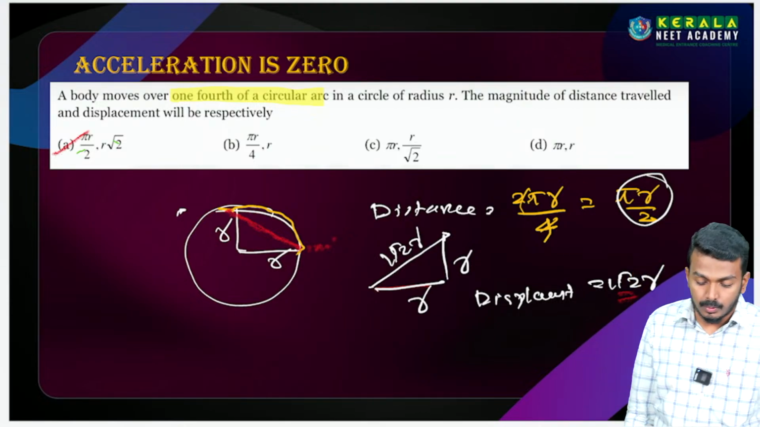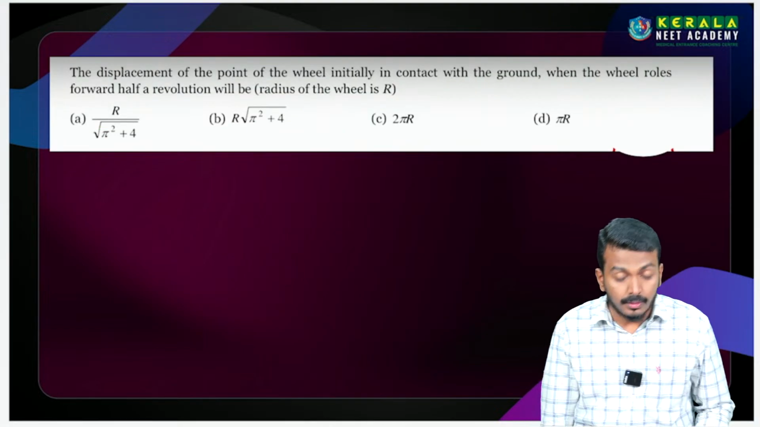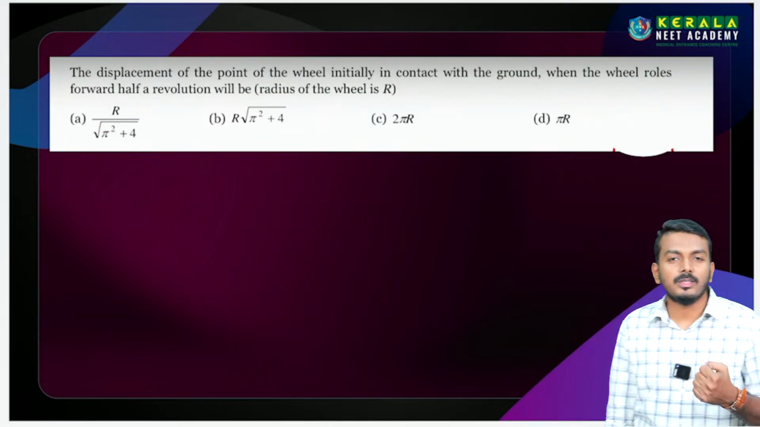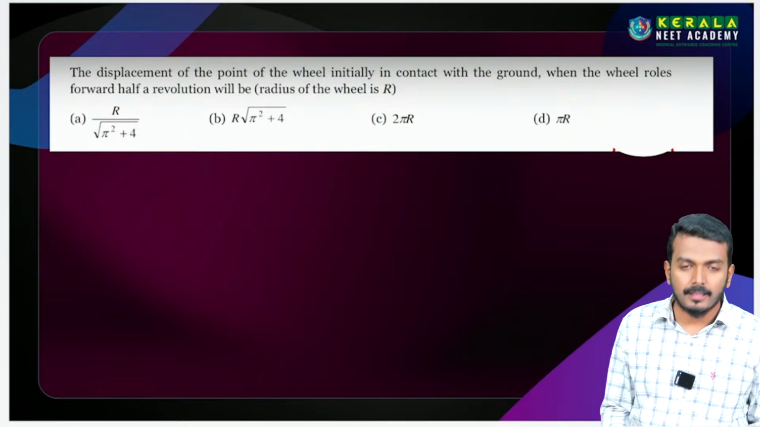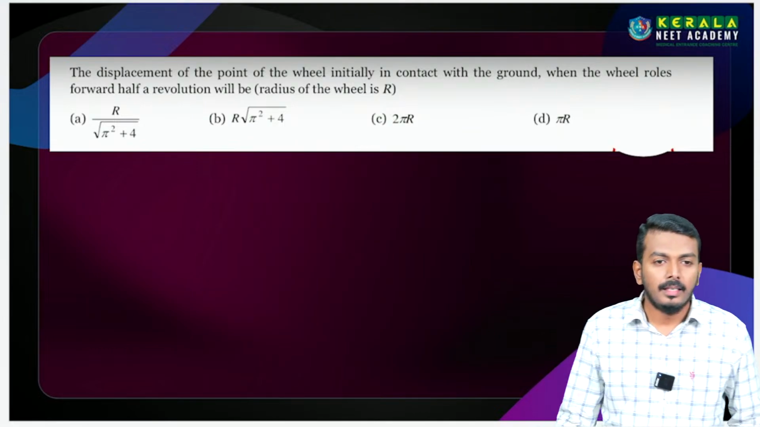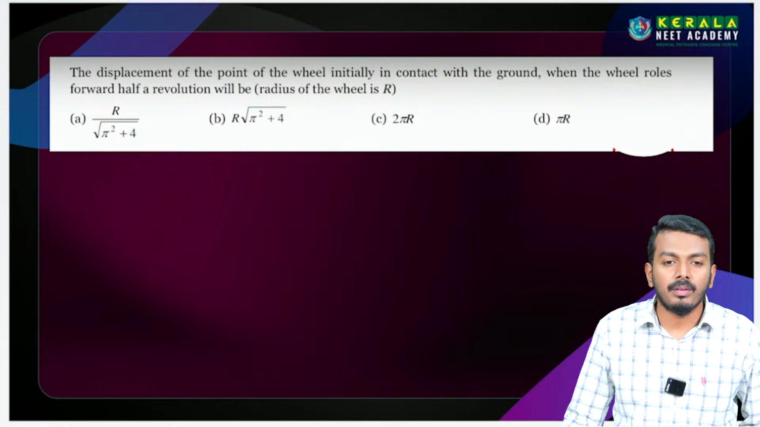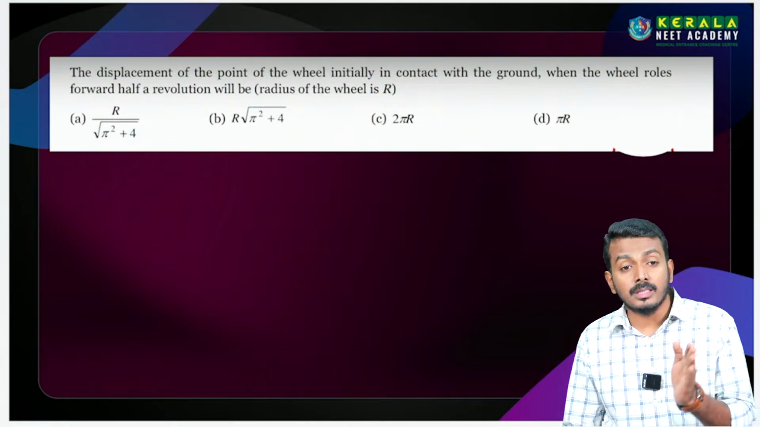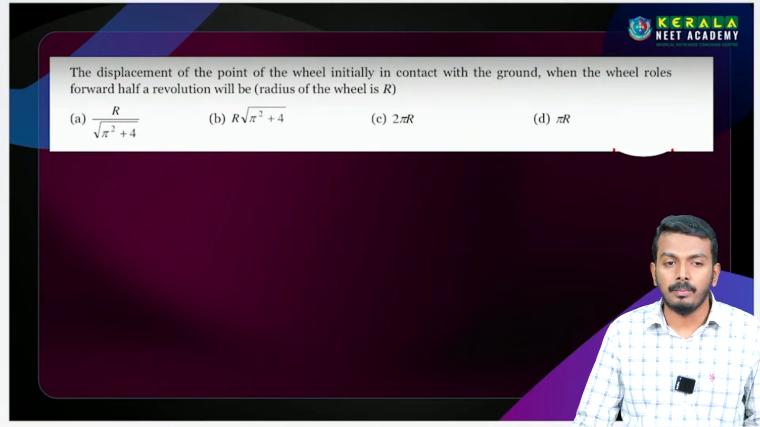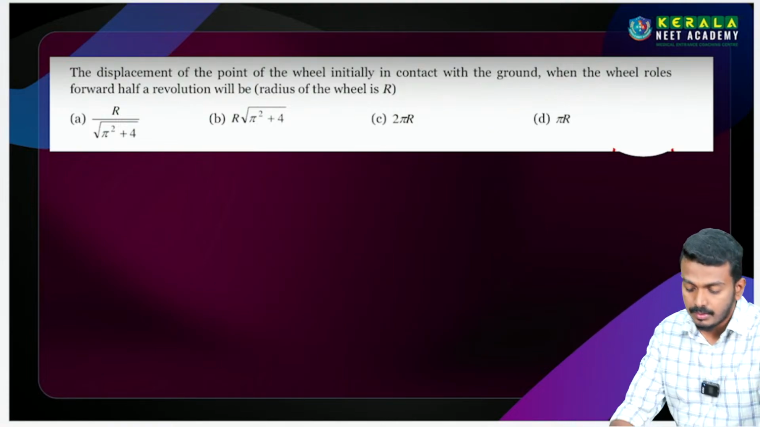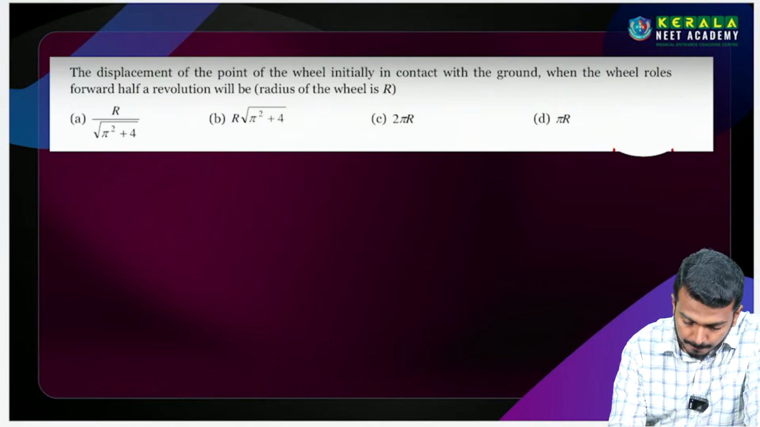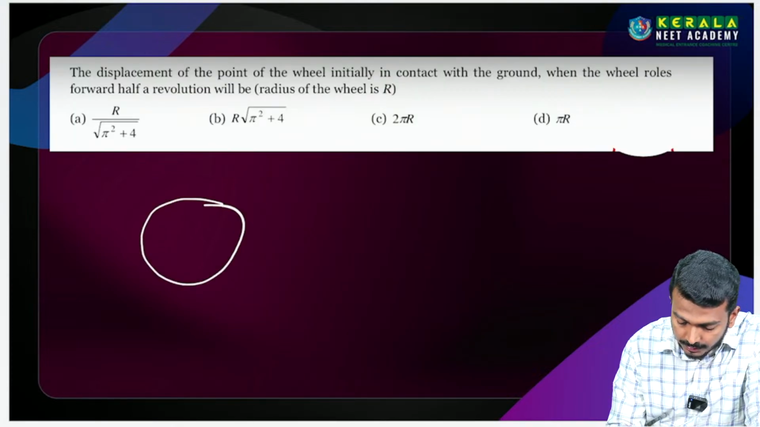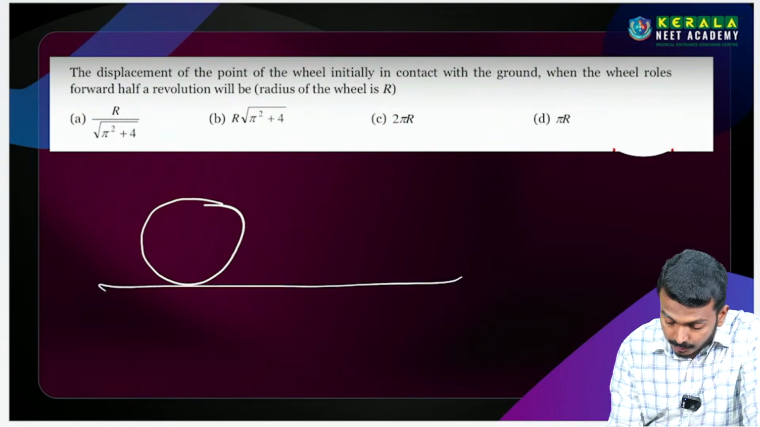Then come to the second question. Yes, this is the most celebrated question in the chapter. What is given in the question? Displacement of a point of a wheel initially in contact with the ground, when the wheel rolls forward half of a revolution. When reading this question, first listen: initially it is in contact.